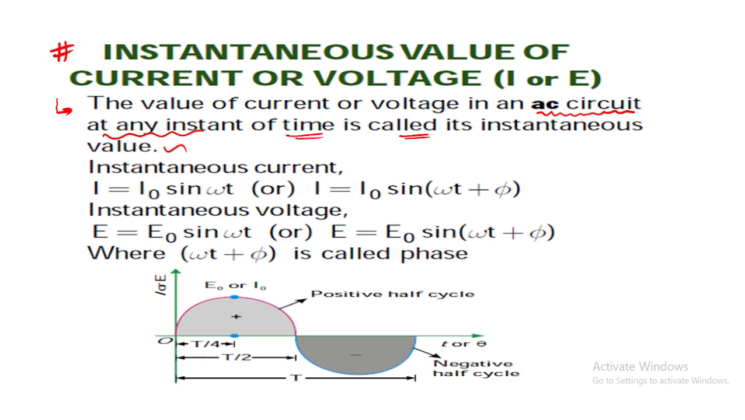Instantaneous value. So the instantaneous value of the current will be written as I = I naught sin omega t, or else I can write I = I naught sin(omega t + phi). Phi is called the phase. And the second one is instantaneous voltage, E = E naught sin omega t, again with some phase. Phase is nothing but leading or lagging. So leading or lagging, we will learn with the help of phase.